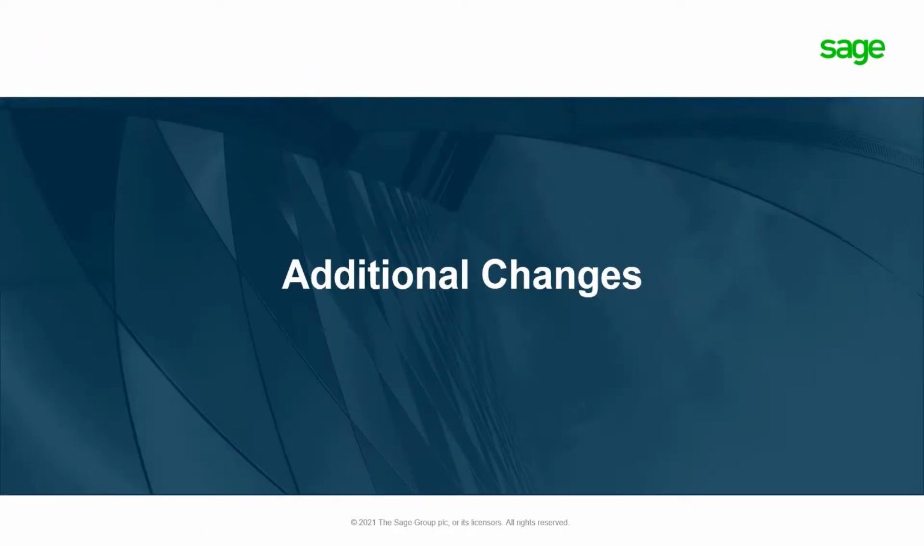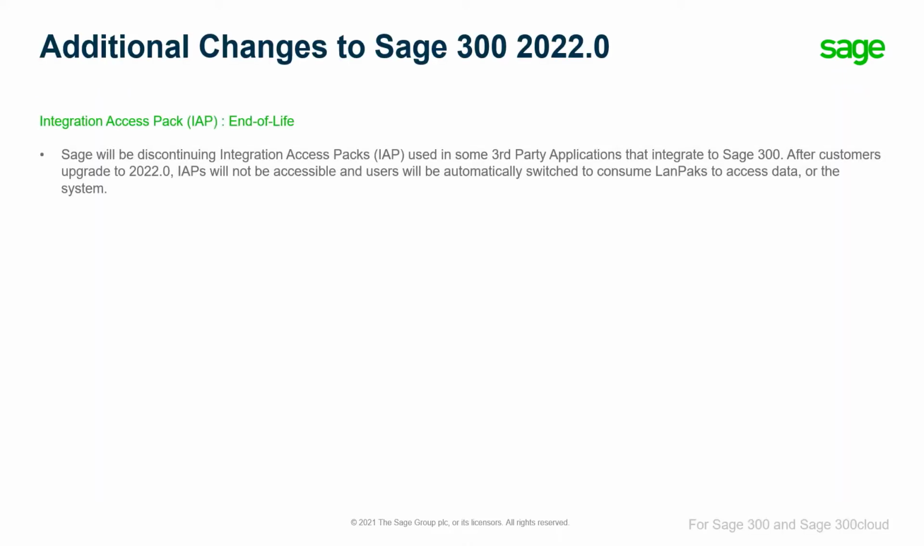Finally, let's review some additional information about Sage 300 2022.0. Sage will be discontinuing Integration Access Packs, IAP, used in some third-party applications that integrate to Sage 300. After customers upgrade to 2022.0, IAPs will not be accessible, and users will be automatically switched to consume LanPaks to access data or the system.